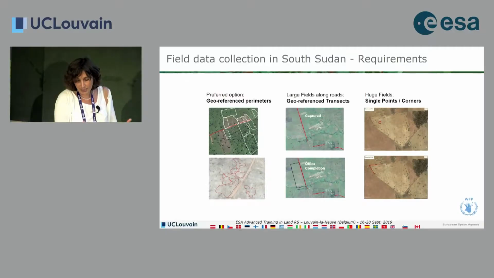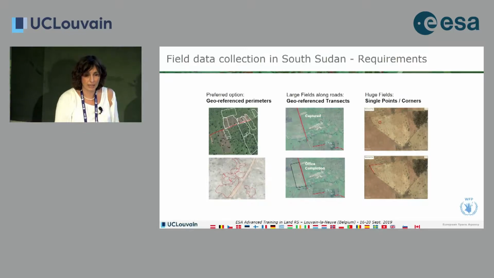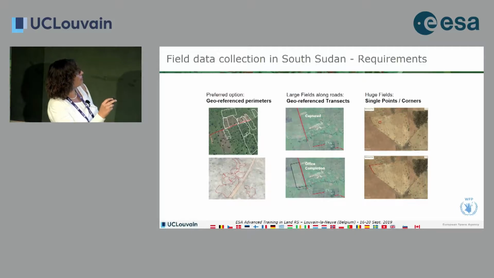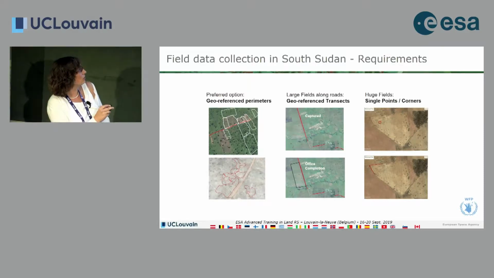And so when they send the people on the field, they put different level of requirements. So if you can, you have to go and to make the full perimeters with your GPS. Sometimes it is good that the people do it on the field, because if you are in the office and you have to guess what is the field corresponding, what is the polygon corresponding to one point, it can be very complicated. So this is really the preferred option if you have time.